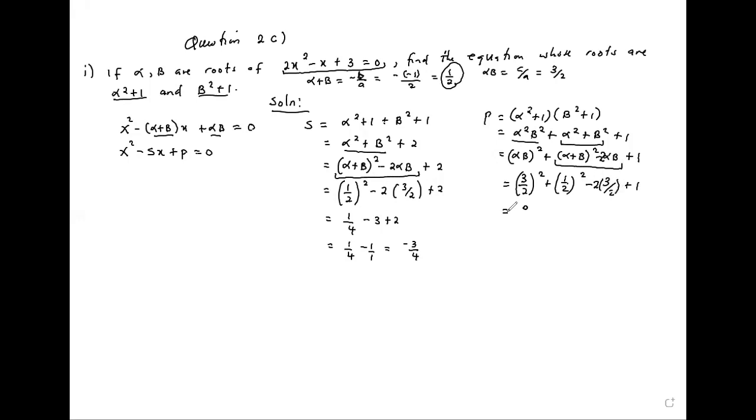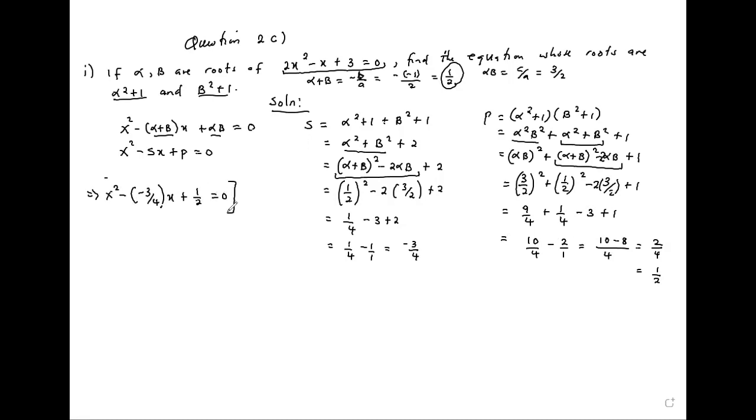So that we get 9 over 4 plus 1 over 4 minus 3 plus 1. So we have 10 over 4 minus 2 over 1. 4 down, 10 minus 8, which is 2 over 4, which is 1 over 2. So we have found the product, we found the sum. So our equation then becomes x squared minus the sum, negative 3 over 4, x plus the product, 1 over 2, is equal to 0.